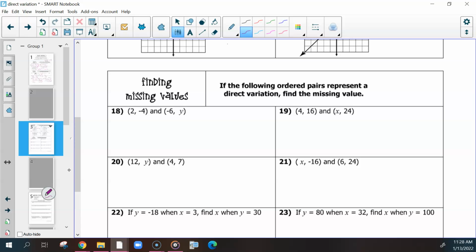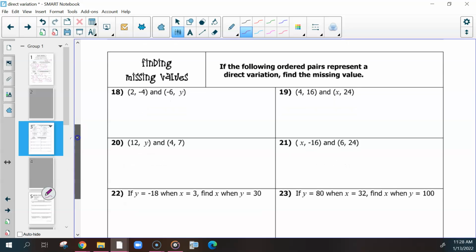Alright. The next part of this is now we're going to be finding missing values for either x or y. And there are two ways to go about doing this. So I'm going to show you both, and then you can choose one that you feel more comfortable with and stick with that. If you want to alternate, you can do that.